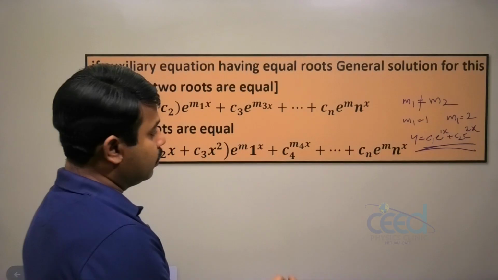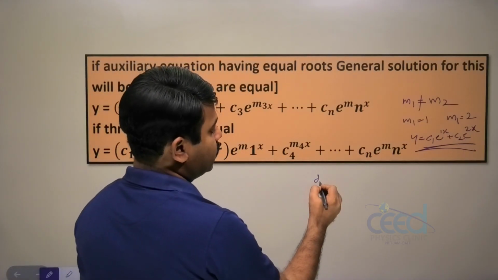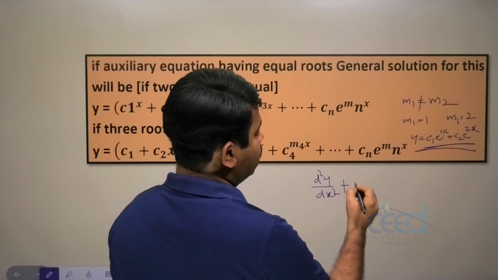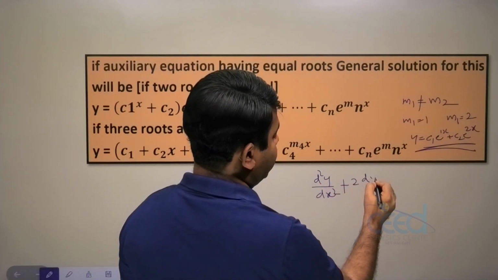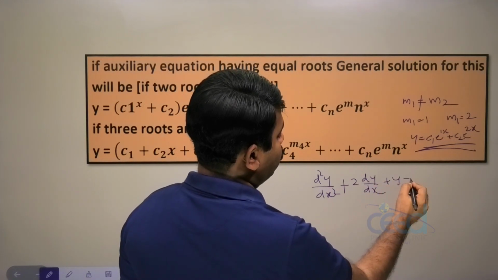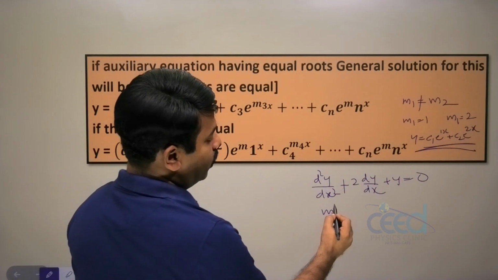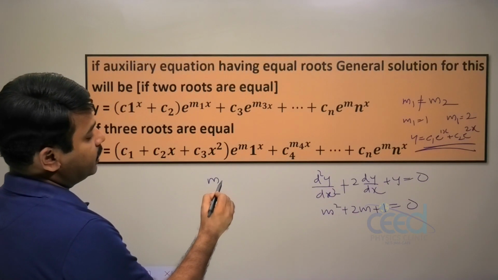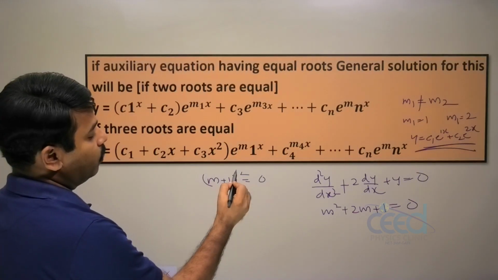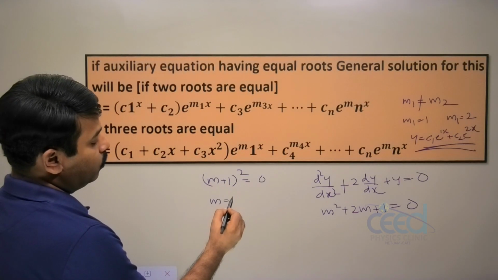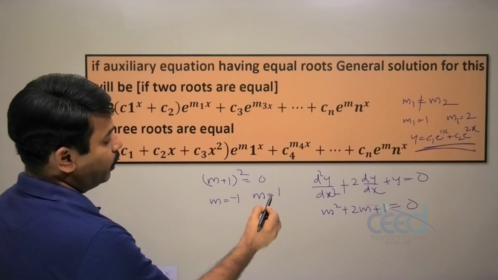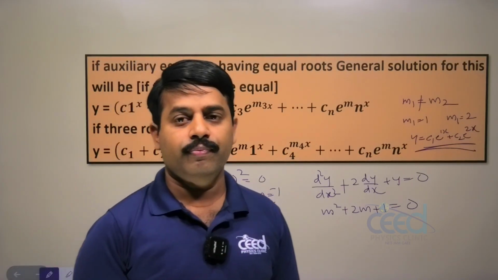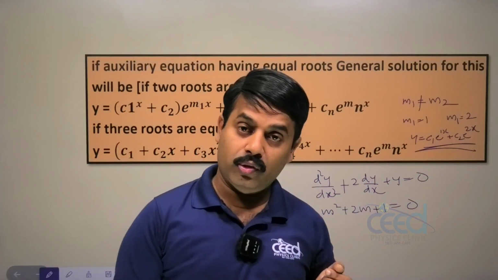Now suppose you consider a differential equation like this: d square y by dx square plus 2 dy by dx plus y equal to 0. Then what do you solve? m square plus 2m plus 1 equal to 0, that is m plus 1 whole square is equal to 0. Then m is equal to minus 1, m is equal to minus 1. In this case, both m1 and m2 are equal. In that case, this method is not possible.